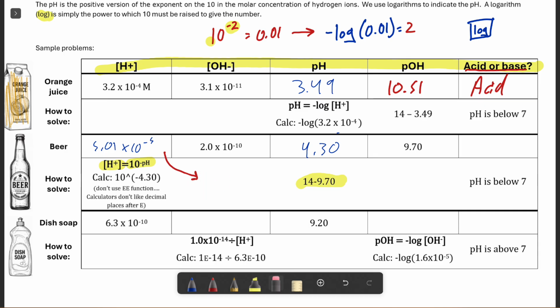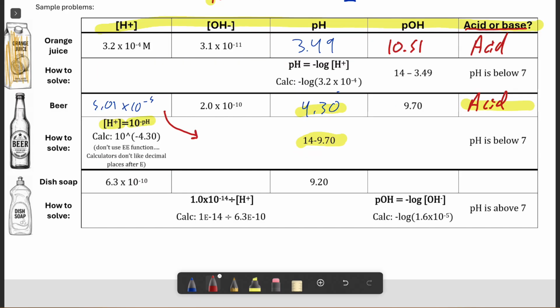Now, my last step is I need to figure out, is this an acid or a base? Well, this is below 7, so that means I'm dealing with an acid. So beer is acidic. Not as acidic as orange juice. Orange juice is going to have a higher concentration of H plus, of hydronium, inside of its solution.